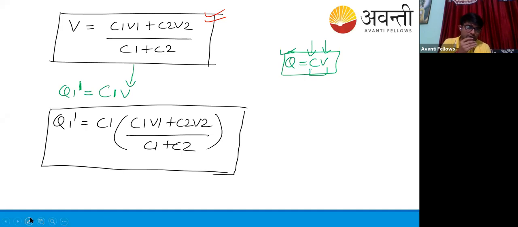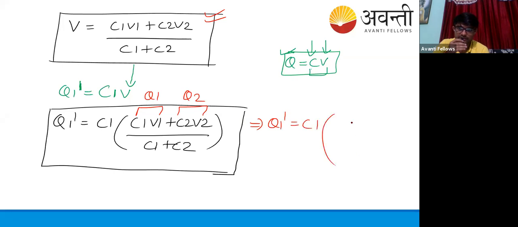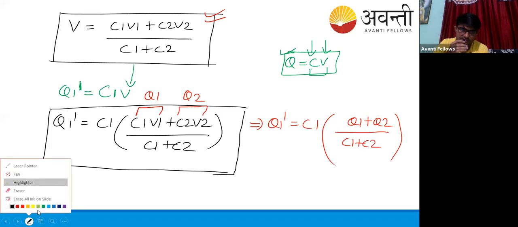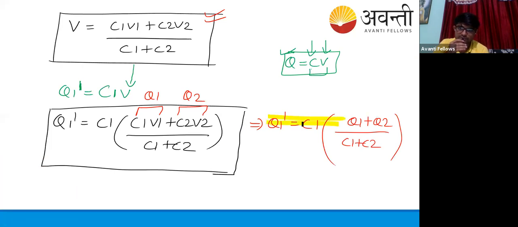You can use it in a compact manner also. We know that C1 V1, which we derived, was Q1, so you need not expand it again. I told you that Q1 was equal to C1 V1, and similarly put Q2 for C2 V2. So we write the equation again as Q1 dash equals C1 into (Q1 + Q2) upon (C1 + C2). This is in the form of Q1 and Q2. This is the shorter form for you students.